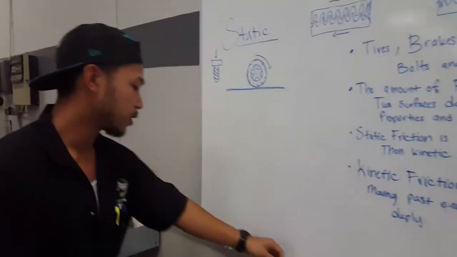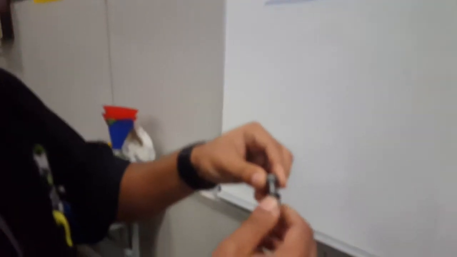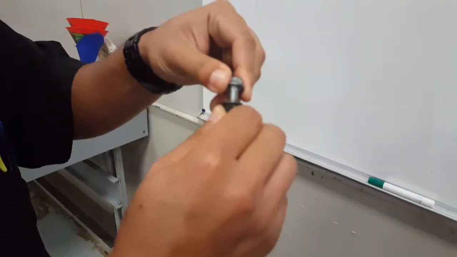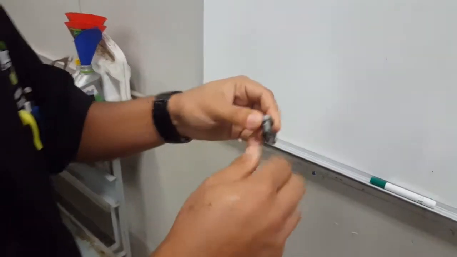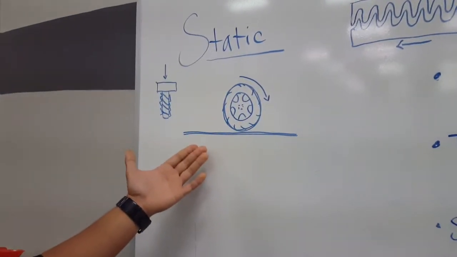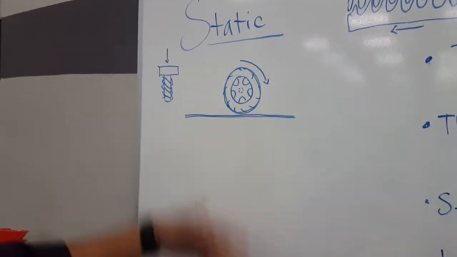A few other examples. We have a bolt for static friction, and the static friction comes from when the bolt is actually meeting with the thread inside of the nut. Tires. The tires can actually change depending on the road condition too. It doesn't always have to be static.